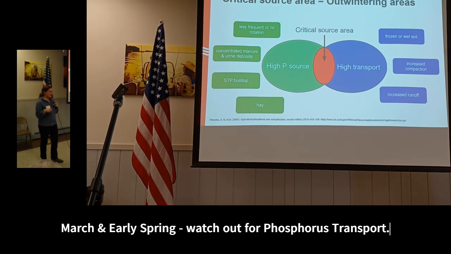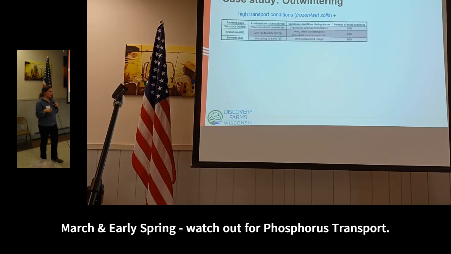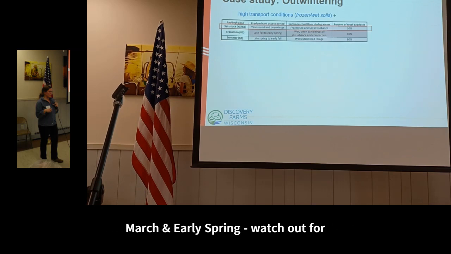This is really great in theory, but what does it actually look like on a farm? Now we'll take a case study of an outwintering area from the Discovery Farms data. I'll draw your attention to the K5, K6 pastures.